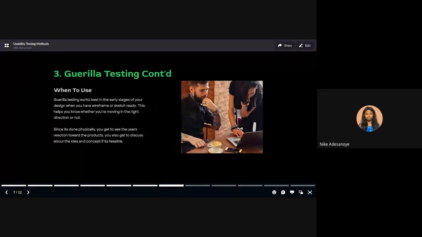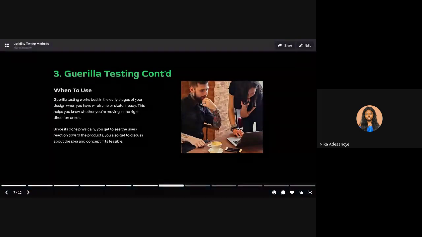So when can you use gorilla testing? Gorilla testing is used at the early stage of your design, because you are not testing with the actual target audience. If you are testing with random users, then it is done at the first phase, the early stage of your design, when you have the wireframe or sketch ready. This would definitely help you know if you are moving in the right direction. And since you are there physically, you get to see the user's reaction. Yes, definitely, because at this point users are reacting to your product.